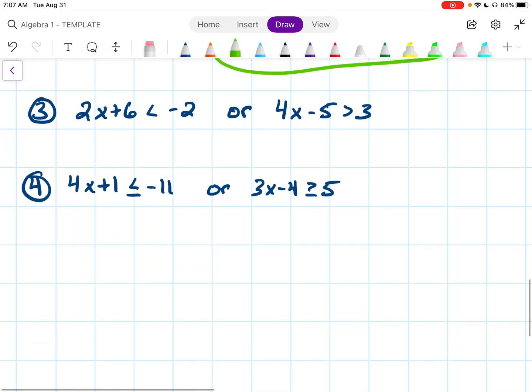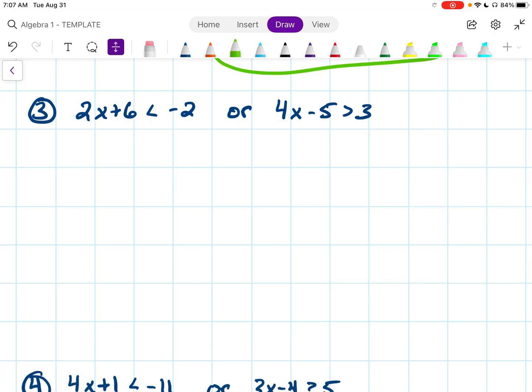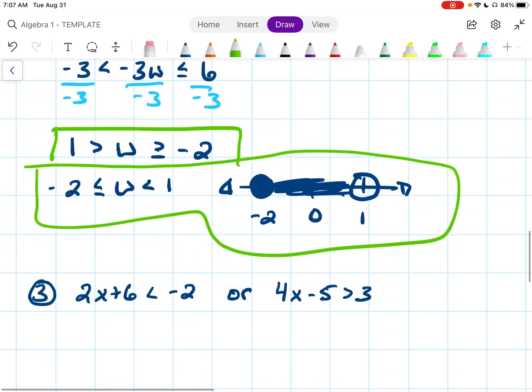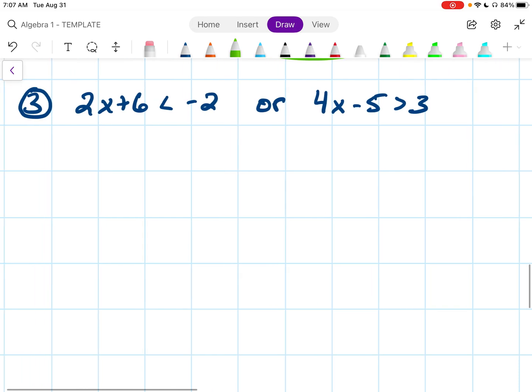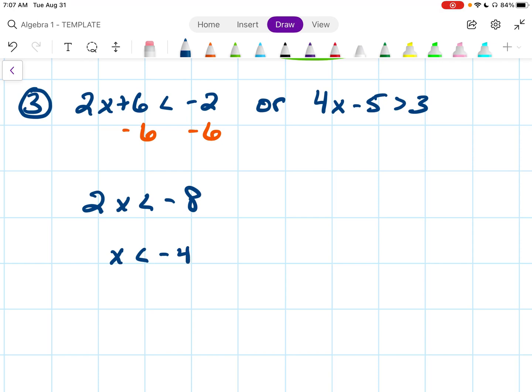Number 3, this one is an OR compound inequality, right? We have the word OR. This one, we just have to solve each of them separately. So starting off on the left, I'd subtract 6 from both sides. That would give me 2x is less than -8. I would divide by 2, and x would be less than -4. On the right, I would add 5 to both sides. That would give me 4x is greater than 8. Dividing by 4, x is larger than 2.